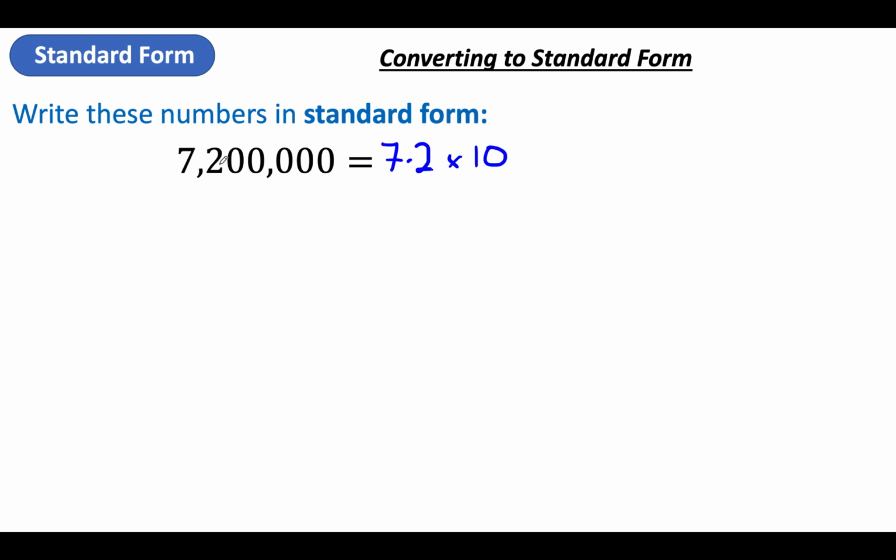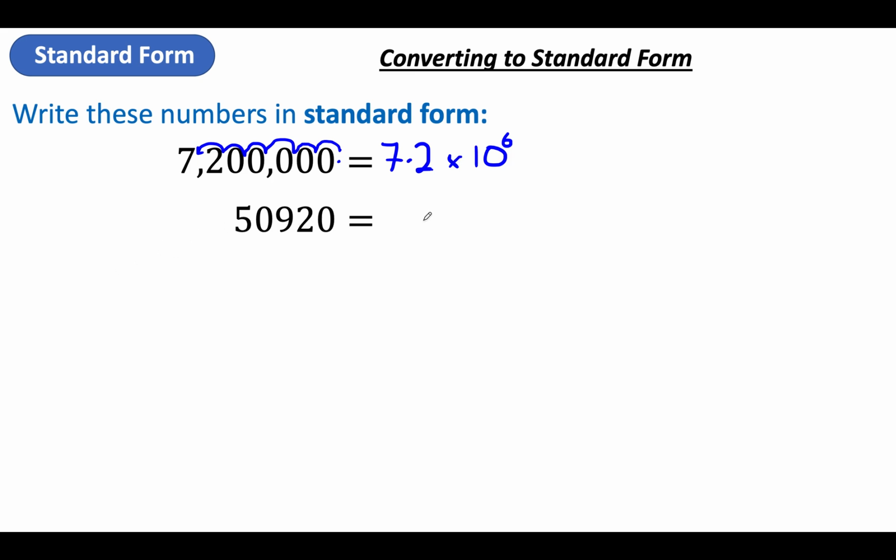Then I've got to work out how many places my decimal point has moved. Well, originally, every number has a decimal point, even if it's not shown. If it's not shown, it just means it's off to the right there. So how many places has it moved to get in the right place? 1, 2, 3, 4, 5, 6. It's moved 6 places, so my number in standard form would be 7.2 times 10 to the power of 6.